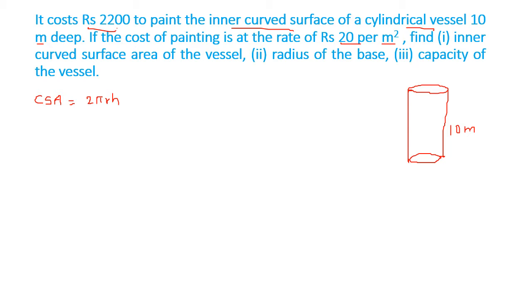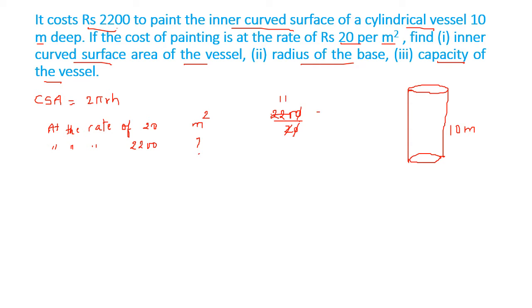So first we'll do with that. Read the sum fully. You have to find the inner curved surface area of the vessel, the radius of the base, and the capacity of the vessel, all three. But first, we will see that at the rate of 20 rupees, 1 meter square is painted. So at the rate of 2200, how much is painted? So we get 2200 upon 20, 20 cut, 2 ones are 2, 11s are 110. So 110 meter square is the curved surface area of the vessel.